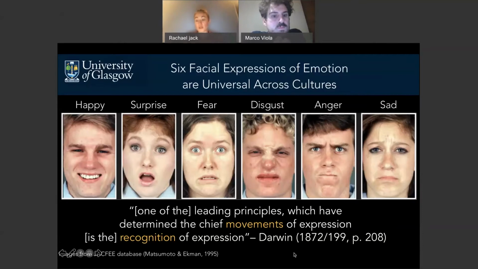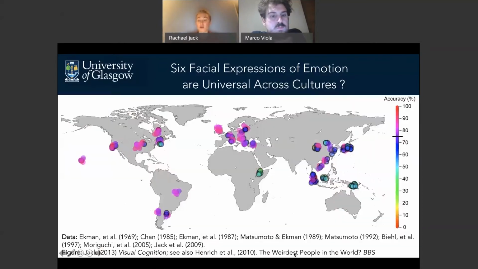So if we look then at the history of these judgment studies, as they're called, these recognition studies using these standardized facial expressions, what we find, rather than a universal recognition, is that we in fact find substantial cultural variance in recognition accuracy. And this is depicted here in this image. So if we take all the papers from 1969, Ekman's seminal Science paper, all the way to reasonably present day, using these facial expression stimuli, we can find substantial cultural variation.